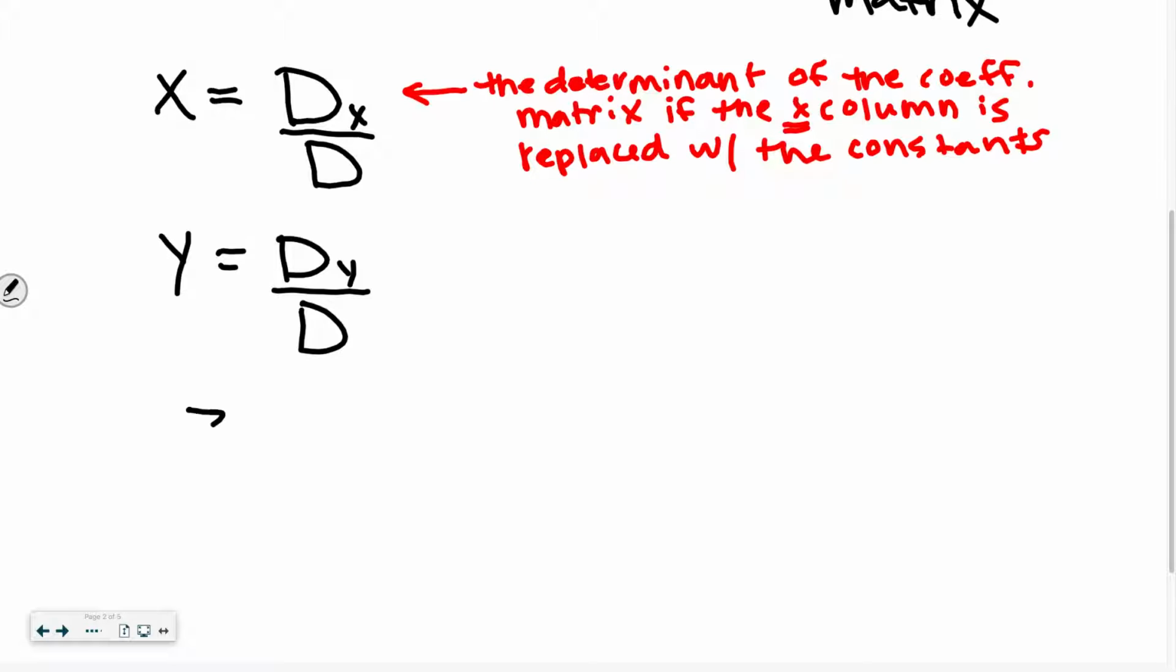So I'm going to put z up here. z equals D sub z divided by D. And then dot, dot, dot. It just keeps going. So you could do this for a 5 by 5. Of course, we don't know how to do 5 by 5 determinants. We would use our calculator for that.